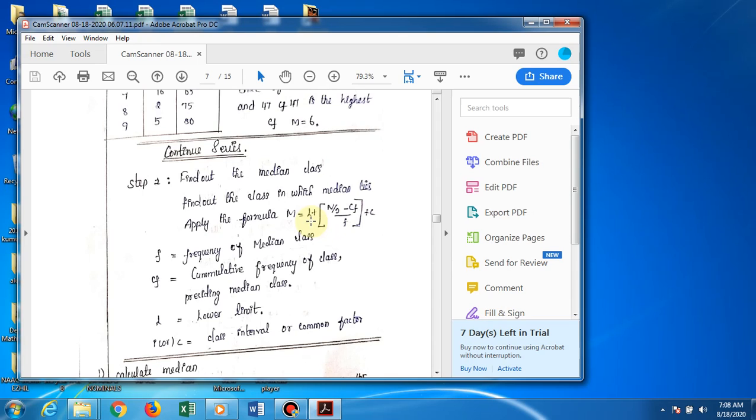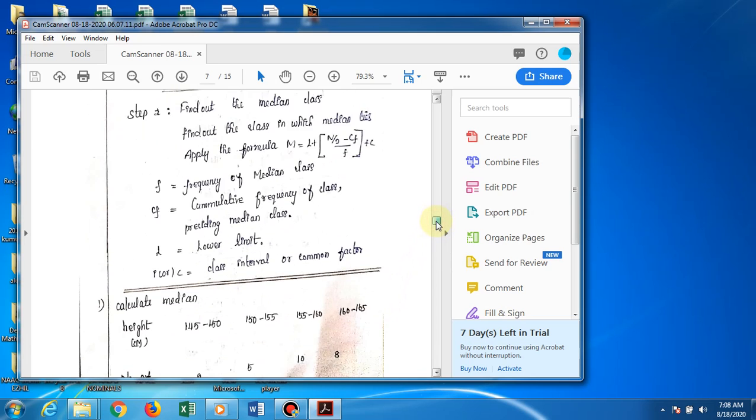That means if the value you are getting is 99, then the value before that is the cumulative frequency preceding the median class. L is equal to the lower limit of the median class. If it is 110 to 120, it means 110. Like that they have given. Then C is the class interval. You can write C, or else you can write i also.